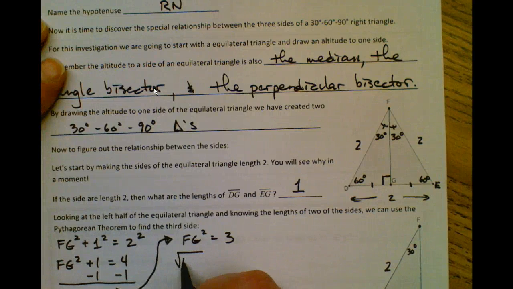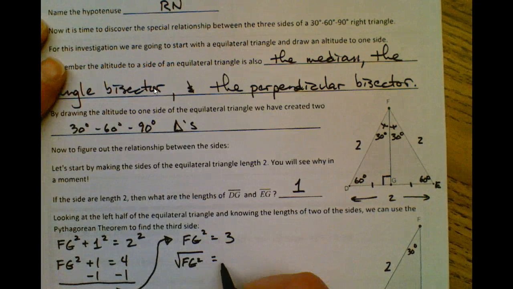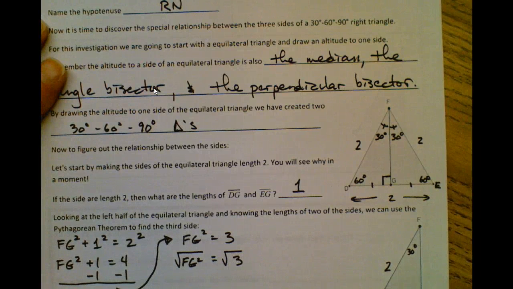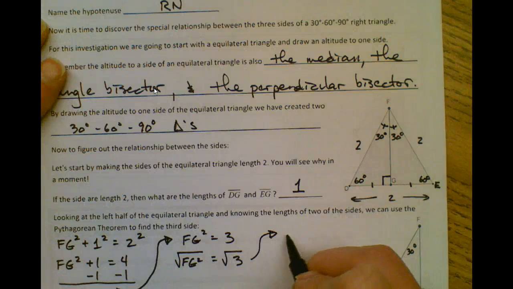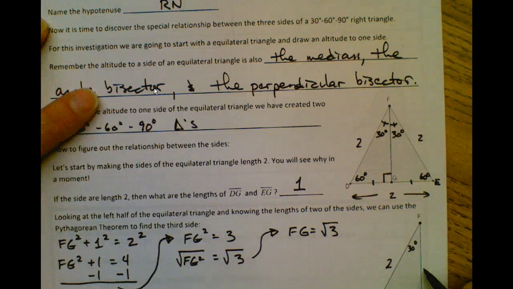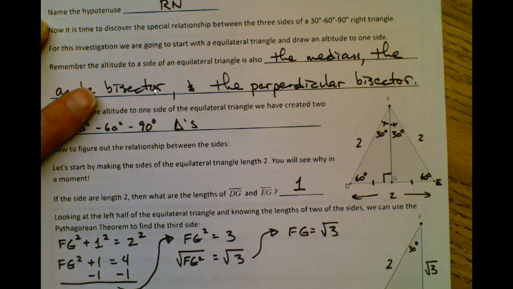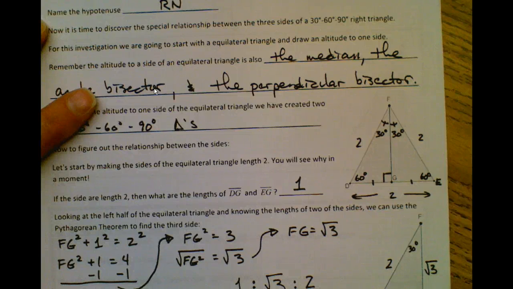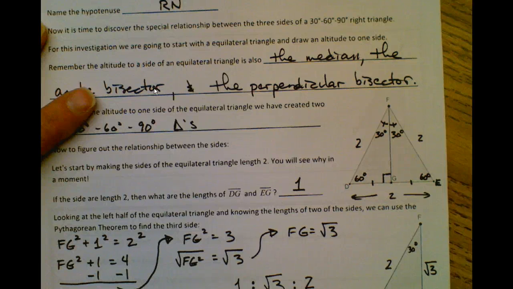Take the square root of both sides, so I have the square root of FG squared here, the square root of 3 over here, and I end up with FG equal to the square root of 3. So now this side here is the square root of 3. So the ratio of the sides, shortest to longest, I would have short leg was 1, long leg was square root of 3, and the hypotenuse is 2. So no matter what the 30, 60, 90 triangle, how big or how small, the three sides will always be in this ratio.